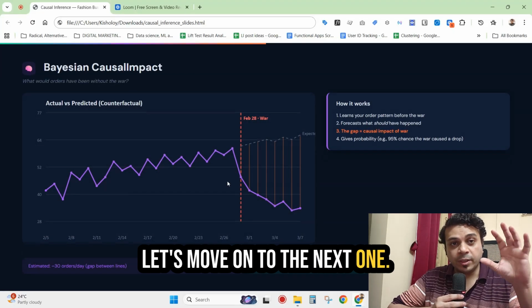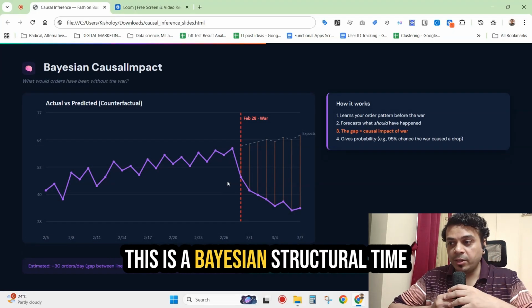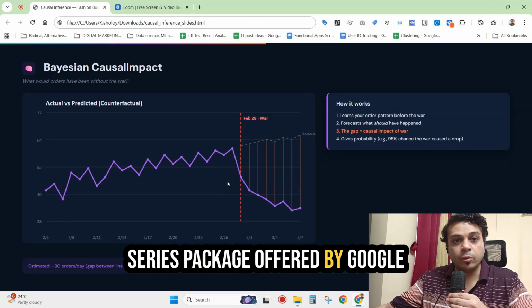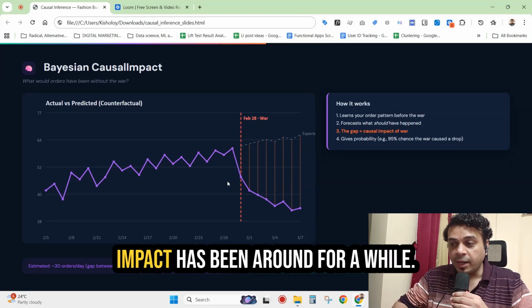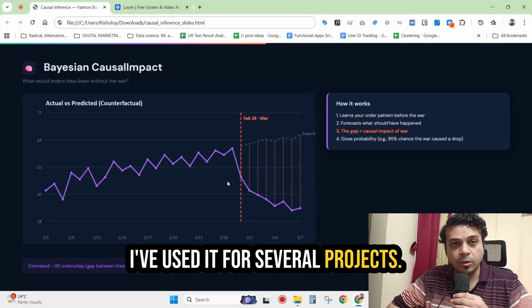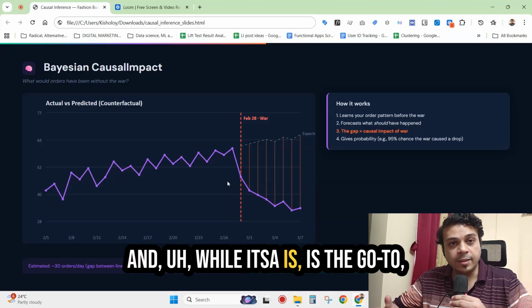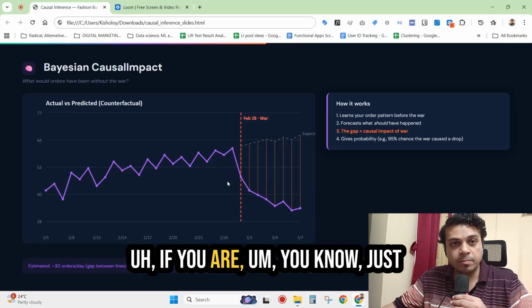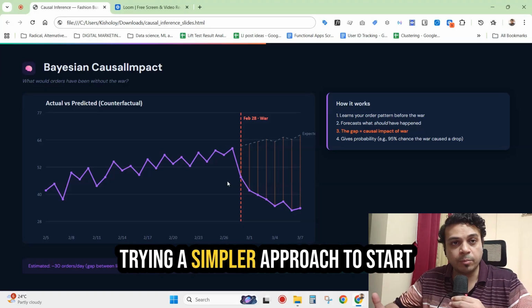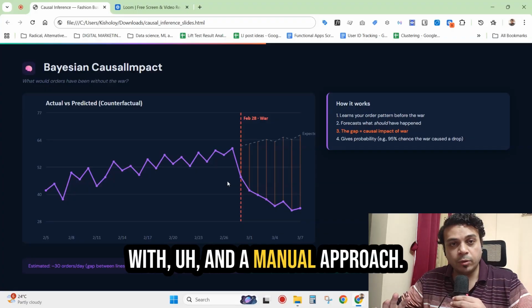Let's move on to the next one. This is actually a complete package. This is a Bayesian structural time series package offered by Google itself, and this is called Causal Impact. It has been around for a while. I've used it for several projects, and while ITSA is the go-to if you are just trying a simpler approach to start with and a manual approach.